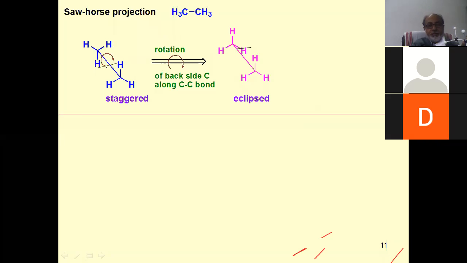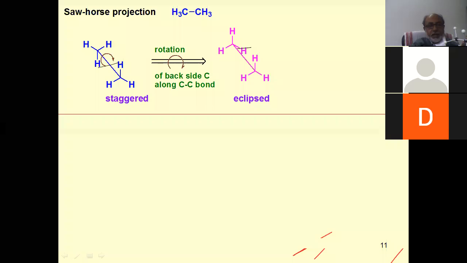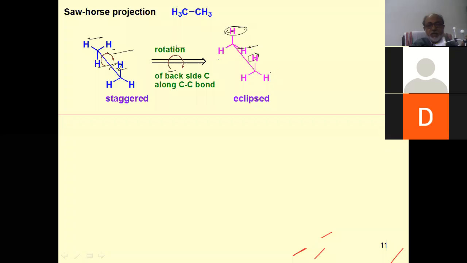Now you see here, I can rotate this carbon atom here. Once it rotates, what happens? What I am doing is rotation of the backside carbon. Which is the backside carbon? This one is rotated. So what will happen? This hydrogen is coming here, and the other one will move here. As a result, this hydrogen and this hydrogen are coming face to face. This one and this one are coming face to face. This is coming face to face. And this is called eclipsed conformation. So here it will be something like this, eclipsed.